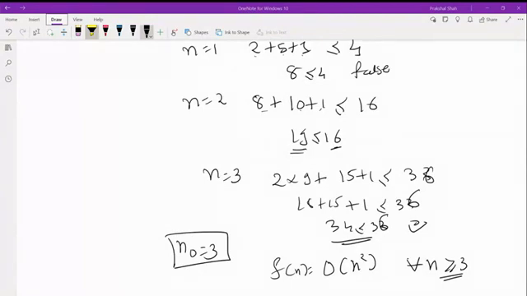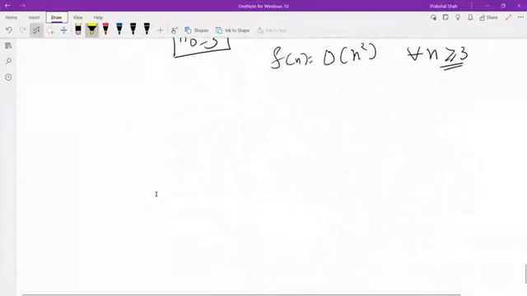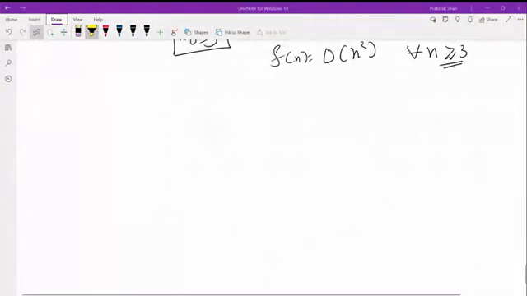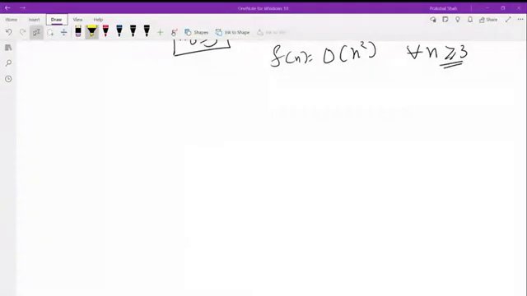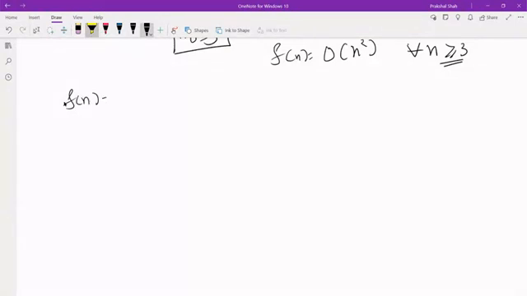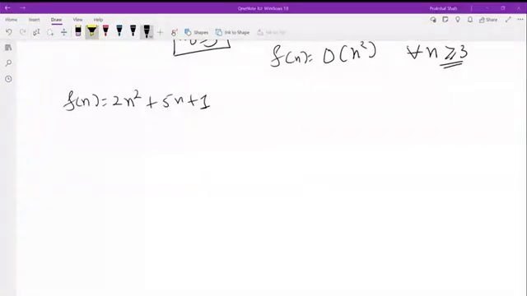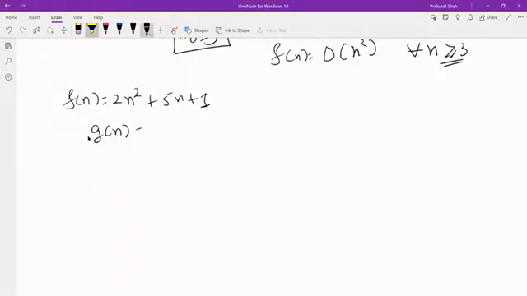Now suppose I assume c equals 4. We assume that, Joseph, in the previous example also. There is no rationale behind that. You just have to assume and find the closest one. Now let's suppose I have f of n equals 2n square plus 5n plus 1, and I'm assuming my g of n equals n cube.